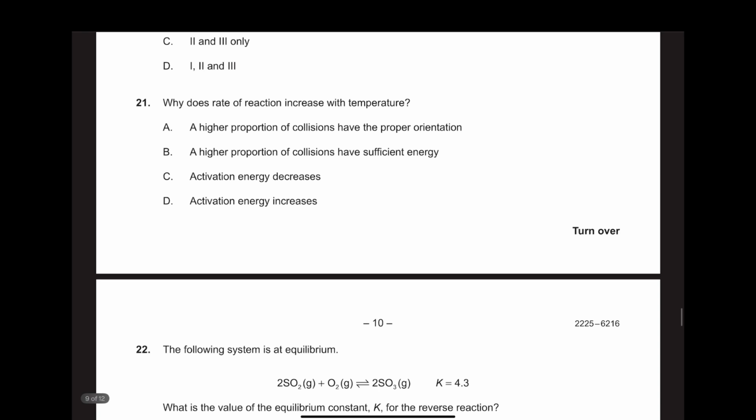Next, why does rate of reaction increase with temperature? Rate of reaction increases with temperature because a higher proportion of collisions have sufficient energy. Answer is option B. C is incorrect because activation energy is not dependent on temperature. Activation energy can only be changed by a catalyst. And option A, a higher proportion of collisions will have proper orientation. Temperature cannot change this factor. It's by luck whether collisions will have proper orientation or not.